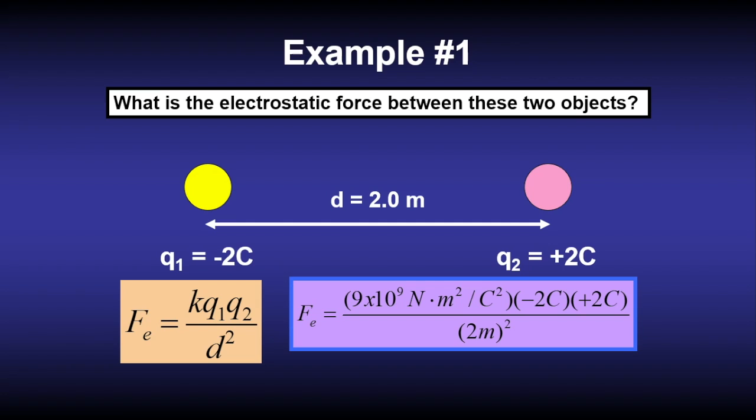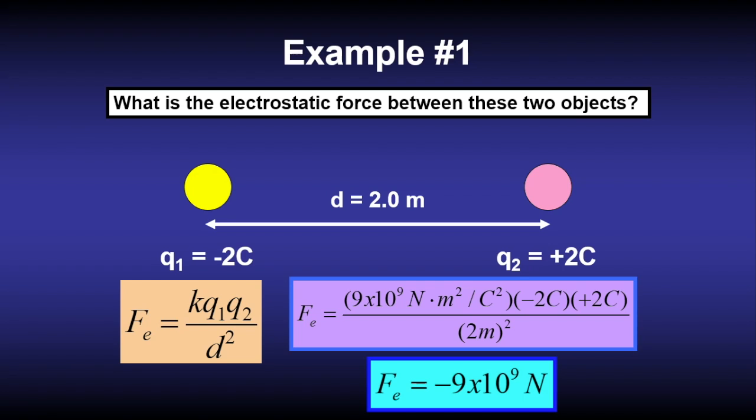When we plug it in, we get 9 times 10 to the 9th. I include the units in my equation now in the notes, but when you do it, I recommend maybe leaving the units off so you don't get too confused. So we get 9 times 10 to the 9th times negative 2 times positive 2 divided by 2 squared. Notice where I have all my parentheses, I recommend you put all of your numbers in parentheses too.